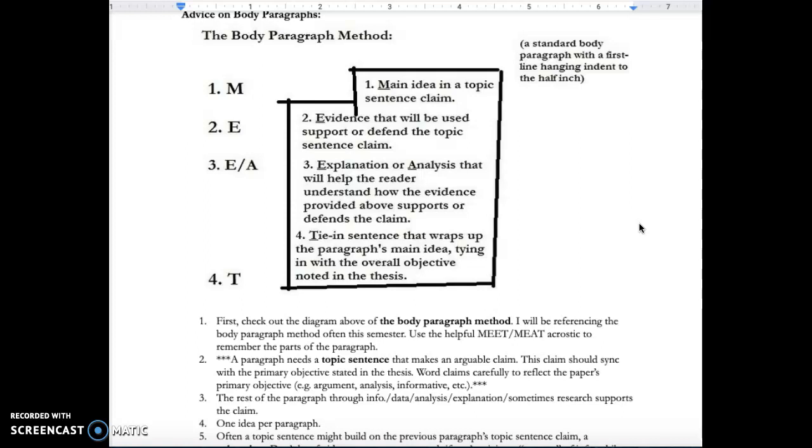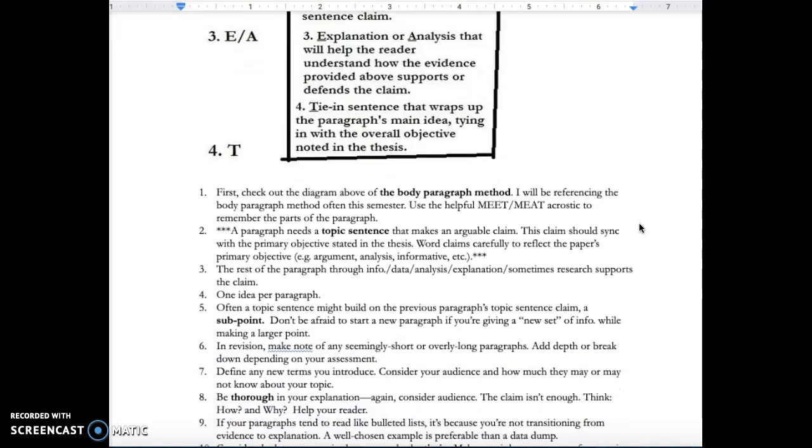And we've already spoken a little bit about tie-ins, but the last sentence of a paragraph is useful to sort of wrap up the point that paragraph makes and tie it in with the thesis in the introduction, so that with each body paragraph, it's very clear how it fits in, layering information so that it builds your argument or your analysis. So let's look at some of the advice below.